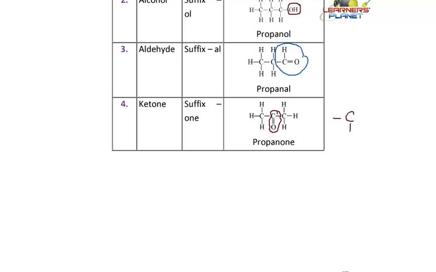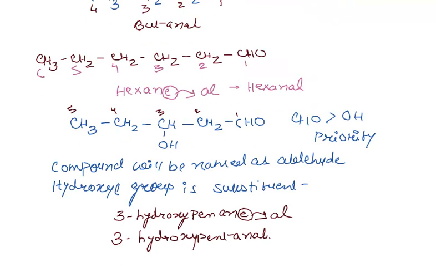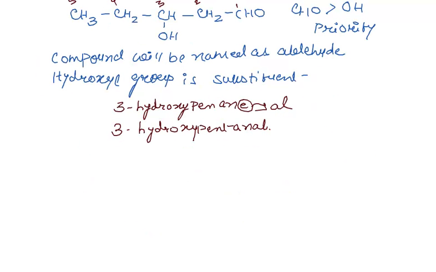Here in aldehydes, what was the functional group? C double bond O and H, that is CHO. Okay. Now how are these ketones named? They are named with the suffix one. Like here there is the simplest one, propanone. Okay. Let's take up examples of this, examples of ketones.